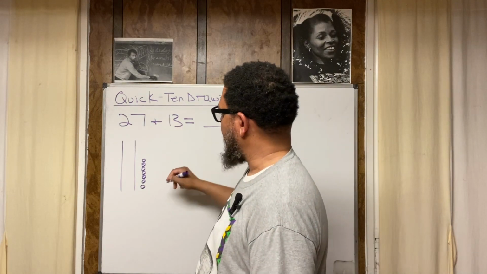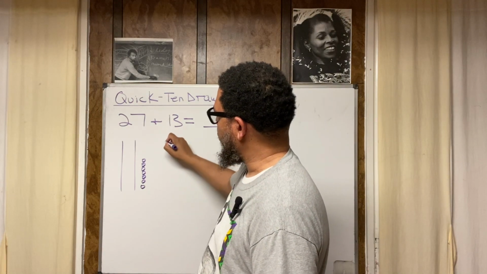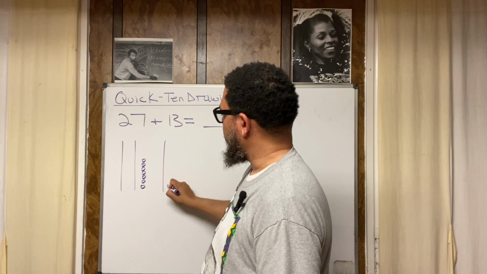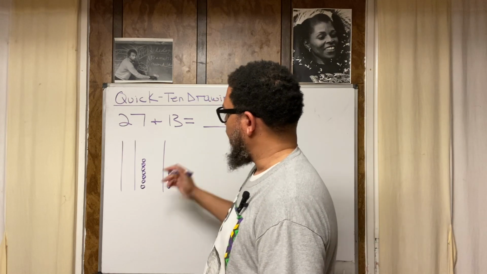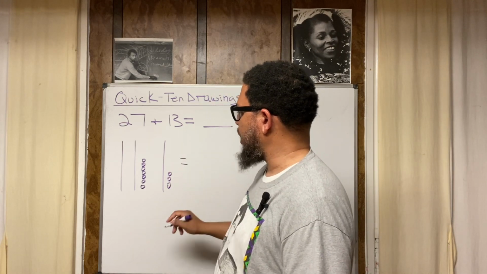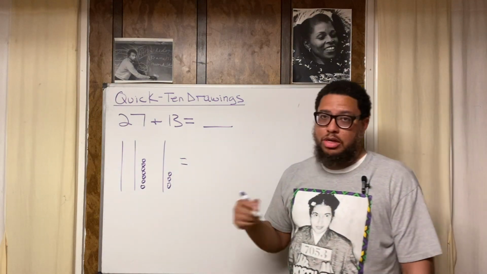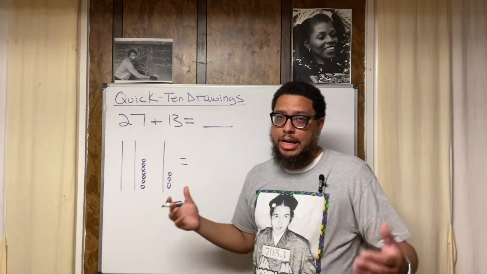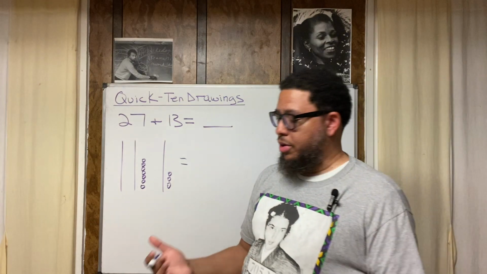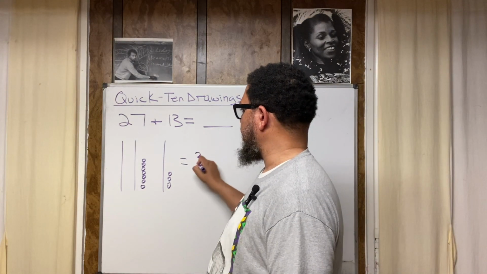Then over here, I got 13. Now I'm going to do the vertical bar for 10, and I'm going to do 3 circles. Right? Now, my next step is to put an equal sign. Now I'm going to count up all my 10s. How many 10s I got? I got 3 10s. So that means I should have a 3 in the 10s place. So 3 10s is 30.